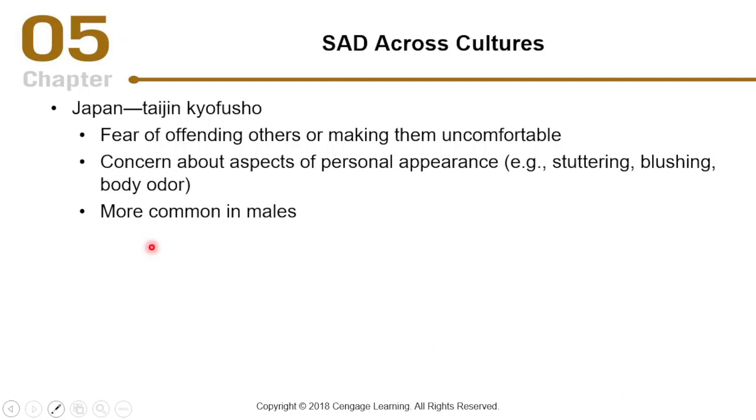Okay. So, in Japan, we have this similar condition called Taijin Kyofusho. The Taijin Kyofusho concept in Japan is the fear of offending others or making them uncomfortable. This is also about the concern about personal appearance, like for example, stuttering, blushing, or even body odor. They care about this. So, instead of being worried so much about these things, they would rather not interact with other people.